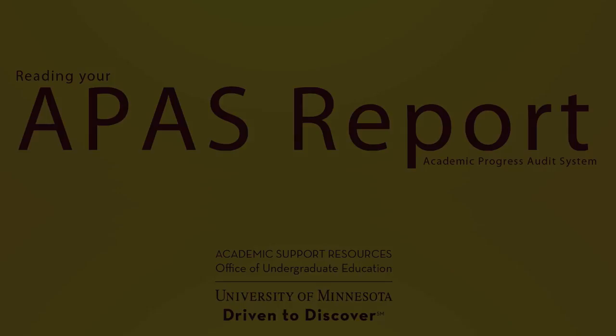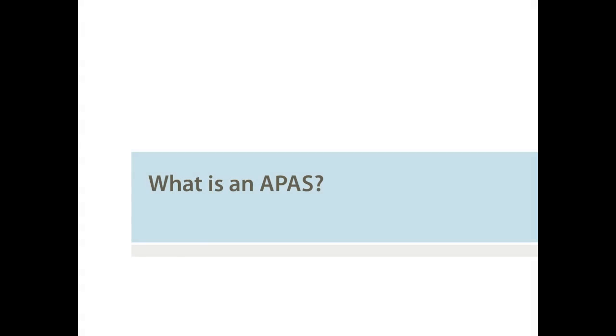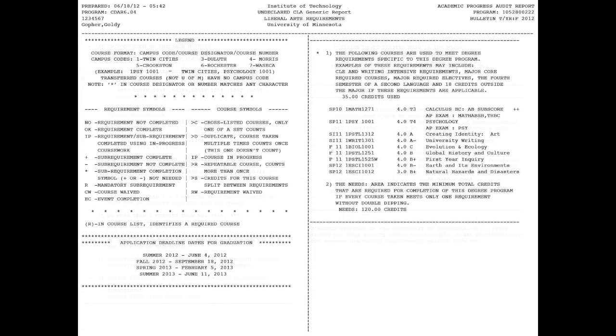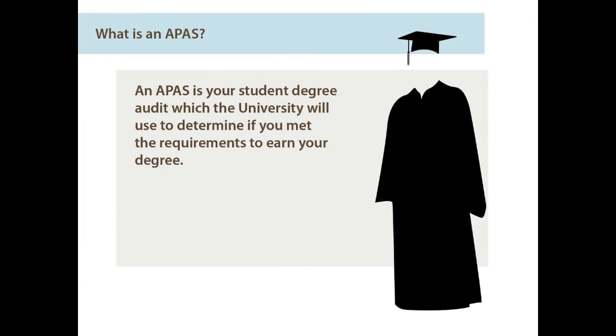Your APAS report is your student degree audit. That means it shows what you need to do to complete your degree requirements. You and your advisor will use the APAS throughout your career at the university, and when you apply to graduate, your college will use the APAS to audit your coursework to see if you did everything you were supposed to do to earn your degree.